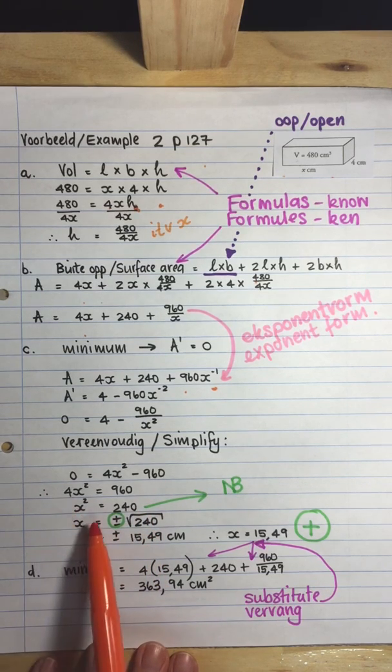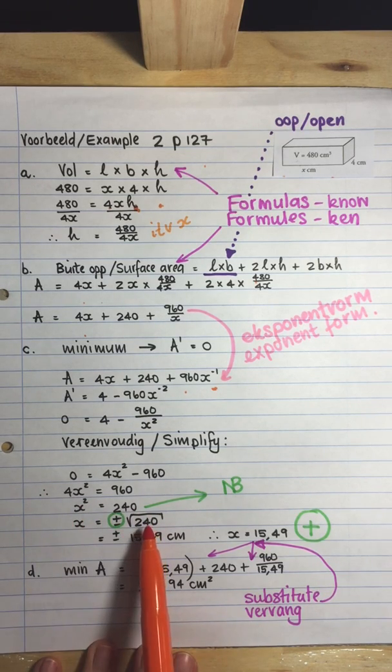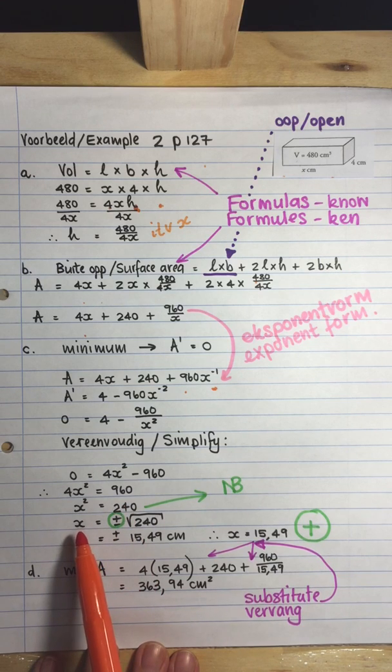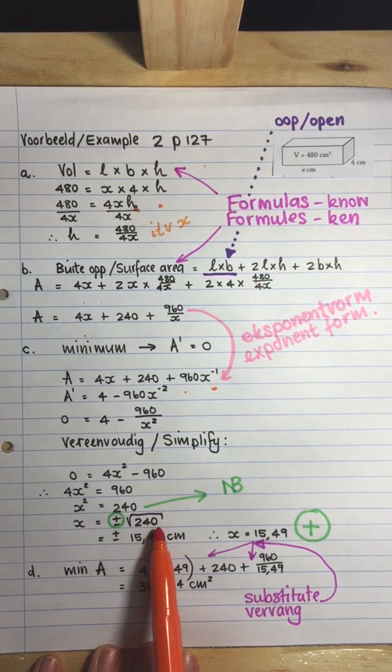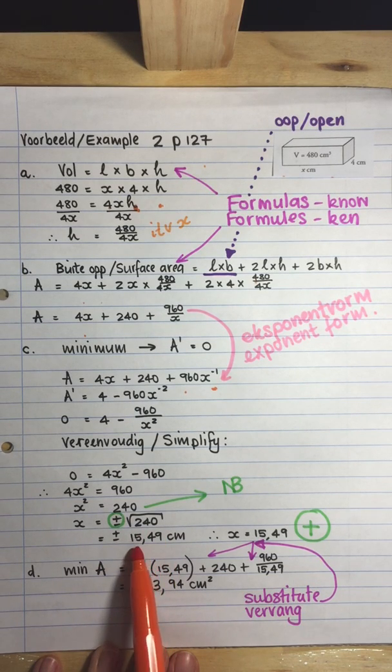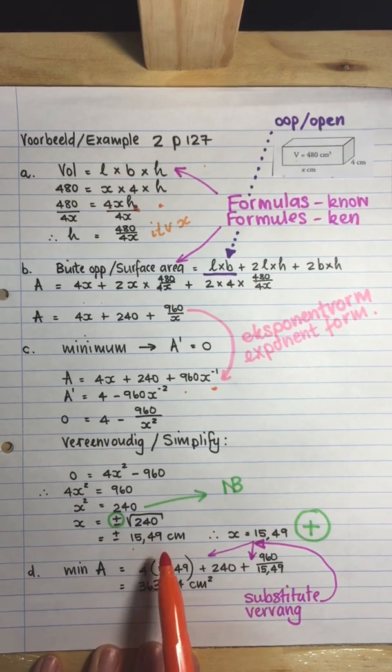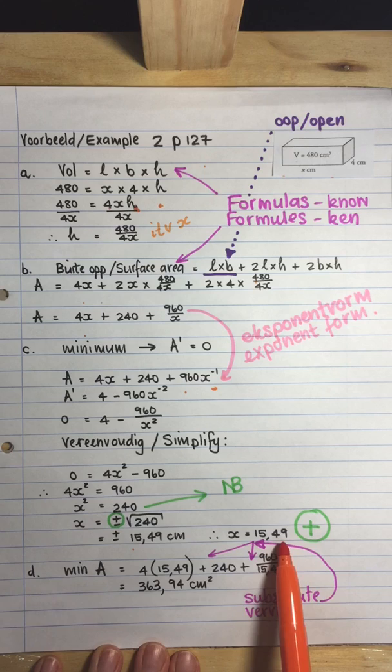Now I'm going to find the square root on both sides. And each time that I find the square root, I always need to write down plus minus. There are always two solutions to a quadratic equation. So the square root of 240 on your calculator, 15,49. But since we are calculating a length, we just use the positive value.